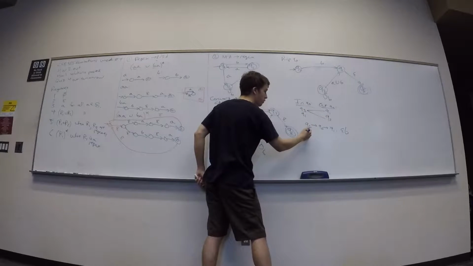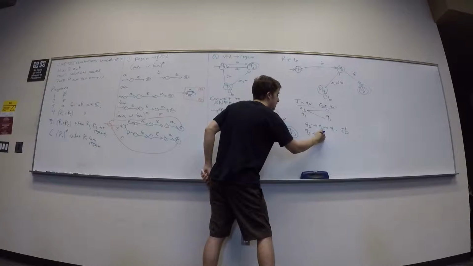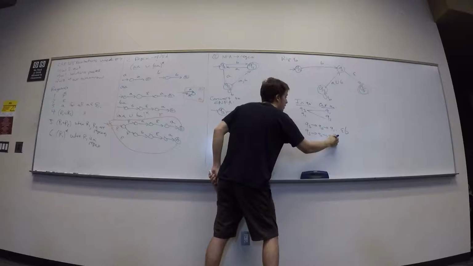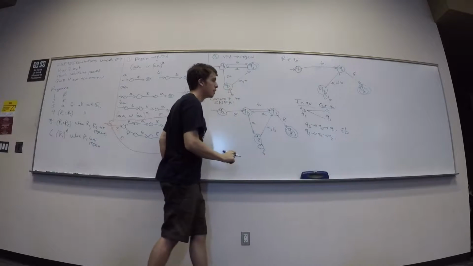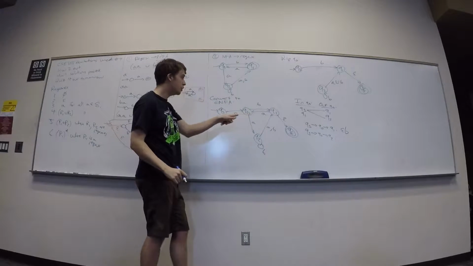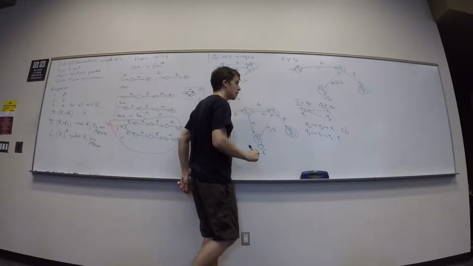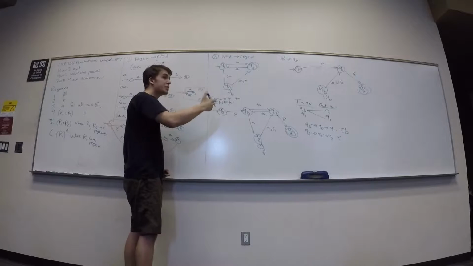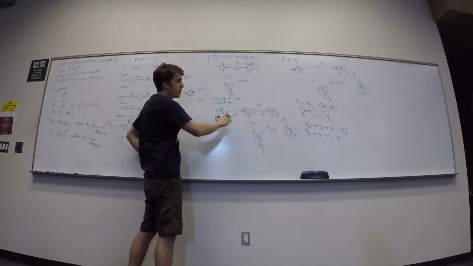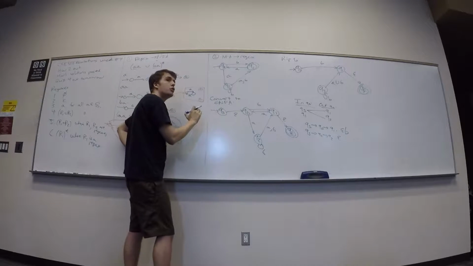Let's do QS to Q2. So QS into Q0, out of it into Q2. So I think QS to Q0 is still epsilon, so I'm going to write that again. Q0 still doesn't have a loop, so don't worry about that. Q0 to Q2, how do I get there?